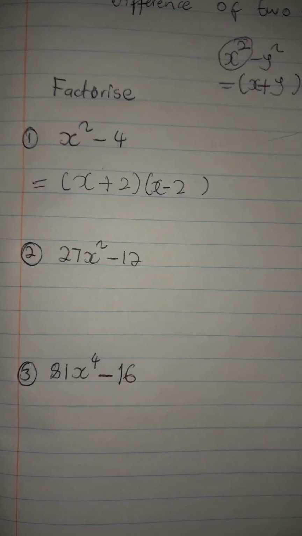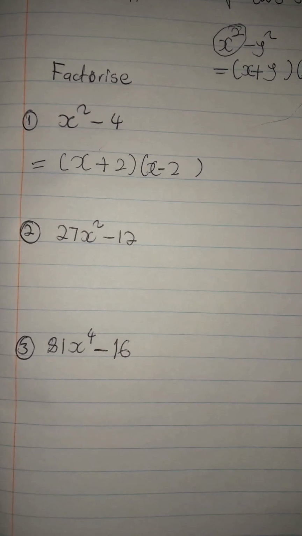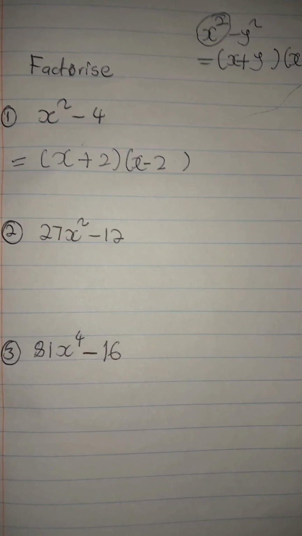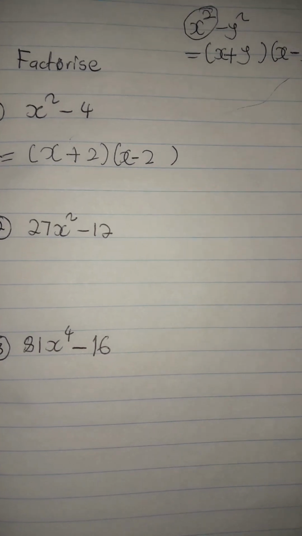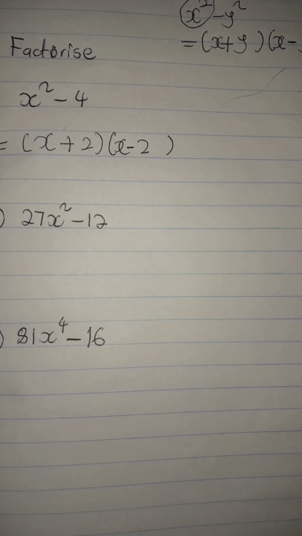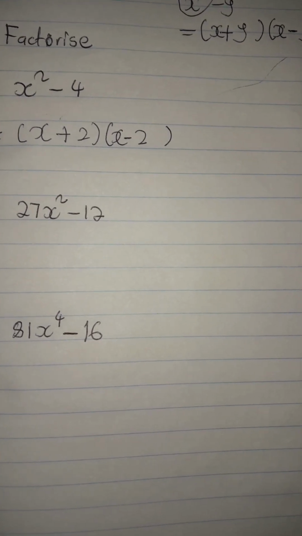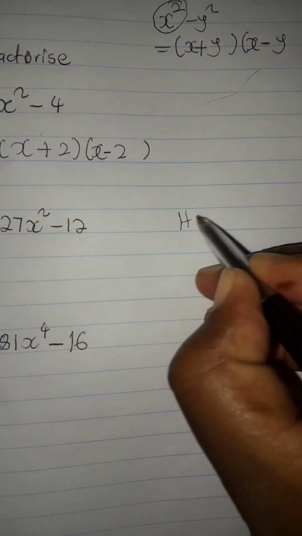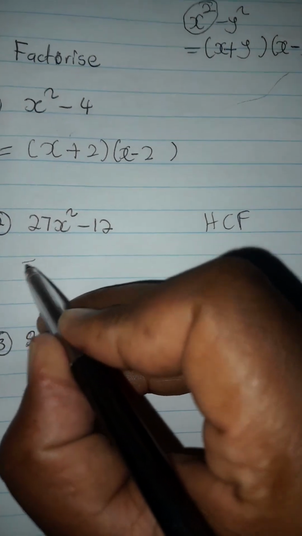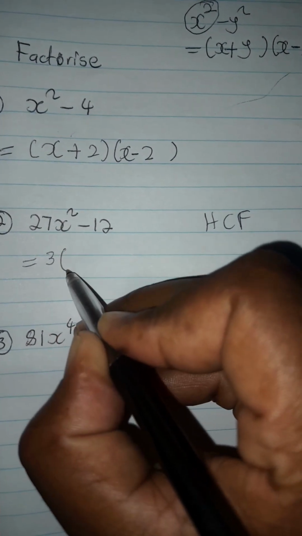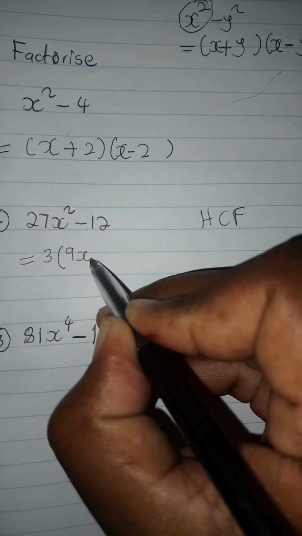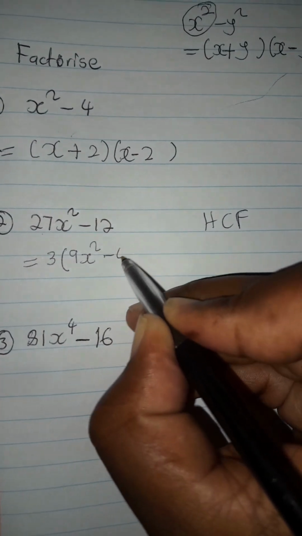The second equation we are given is 27x squared minus 12. Is that a difference of two squares? Yes, but what do we do? In this case, we are always going to look for the highest common factor. What is the highest common factor here? Definitely that should be 3. So when we factor out, we say 3. The factor that will give you 27 is 9, so it's going to be 9x squared. To get to 12, we need minus 4.